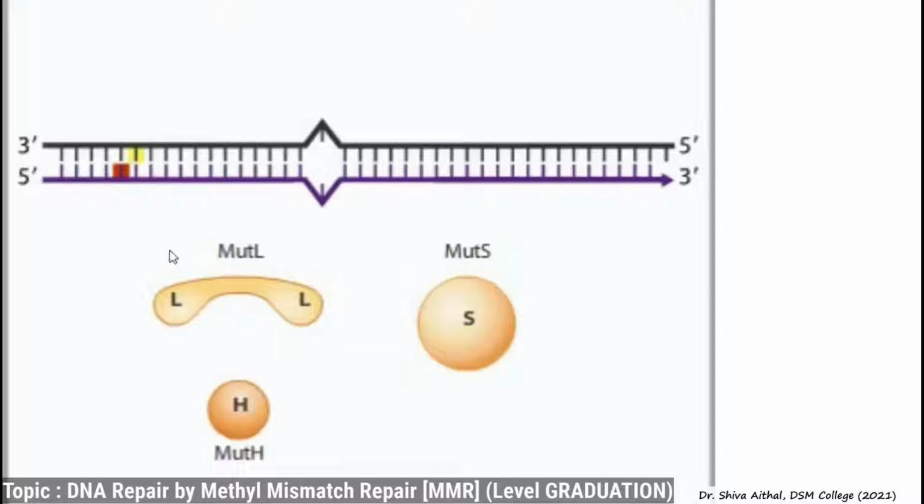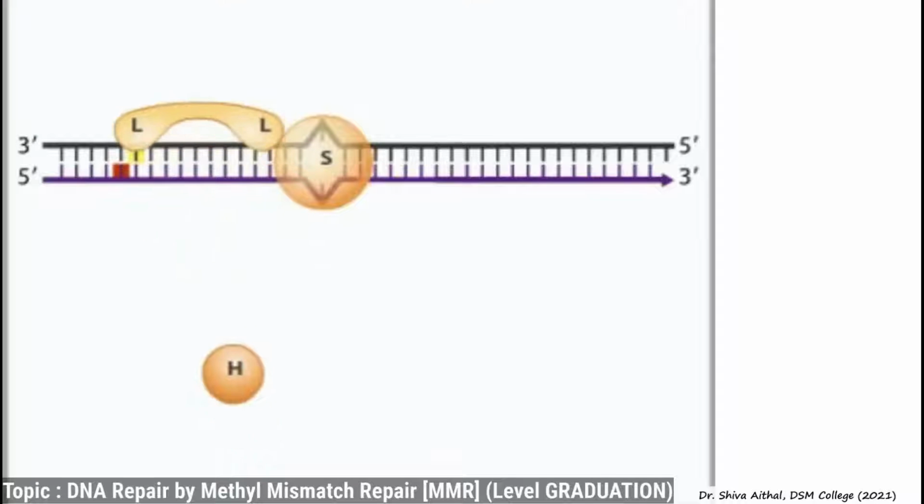You can see in the animation right now, I have paused it, I will play it. You can see it loops, and in a looped fashion helicase comes, it unwinds the DNA and an exonuclease will cut the DNA. So you can see MutS first binds to the mismatch, then it recruits MutL and MutH. MutL recognizes the methylated strand and it brings out a loop.